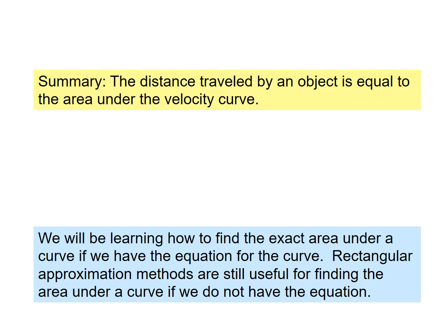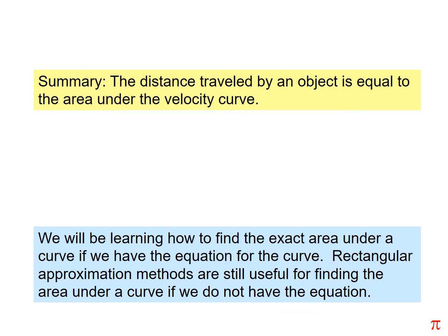To summarize, the big idea here is that the distance traveled by any object is equal to the area under the velocity curve. So if we know the velocity for some object over some period of time, we can figure out how far it went. And we will be learning how to find the exact area under the curve. That'll be coming up in the future.